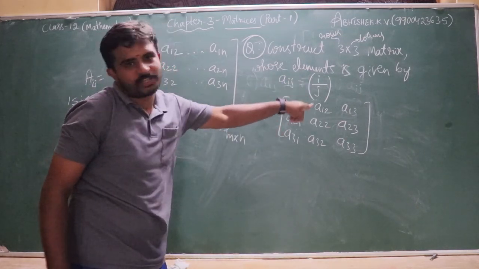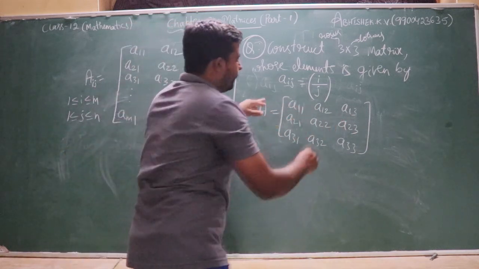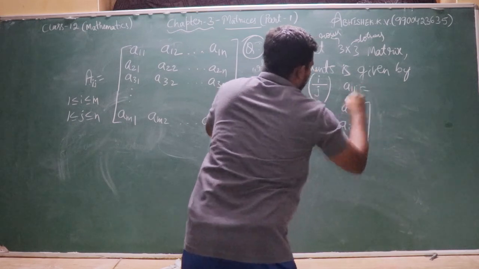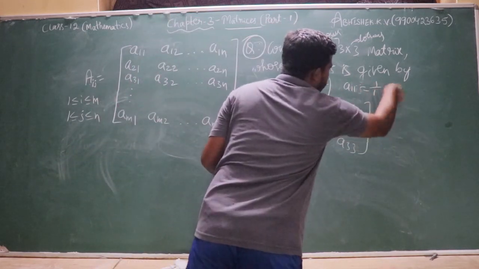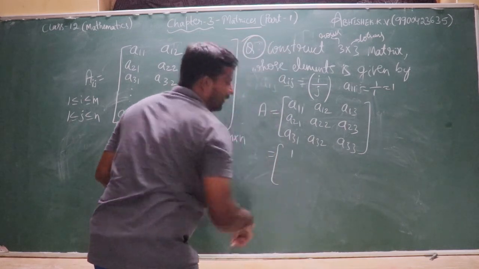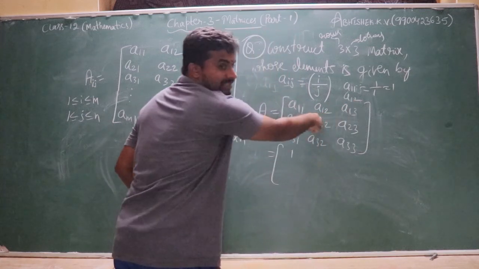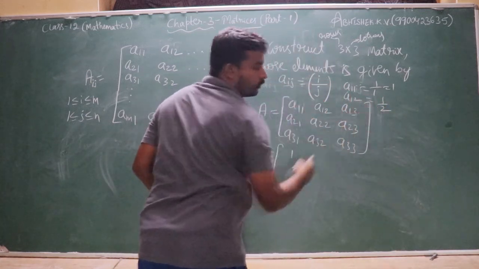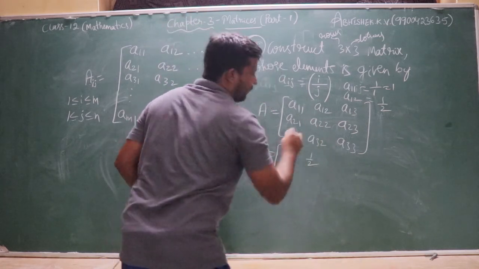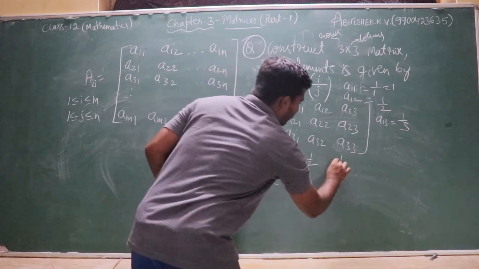The matrix is of the form like this. Aij is equal to i by j. We need to find A11, A12, A13. A11 is equal to, instead of i and j, we have 1 and 1. Therefore 1 by 1, which is 1. A12, first row, second column: i is equal to 1, j is equal to 2, so this is 1 by 2. Similarly, A13 is 1 by 3.